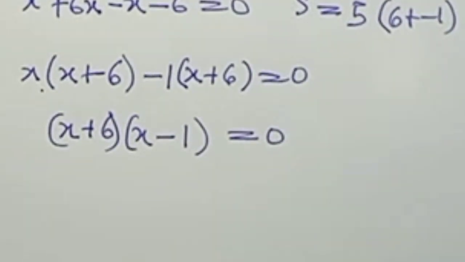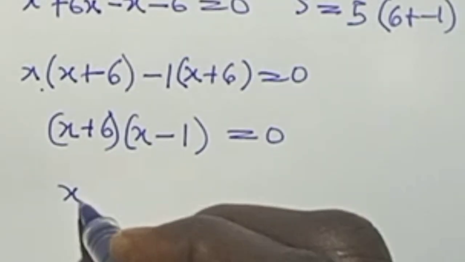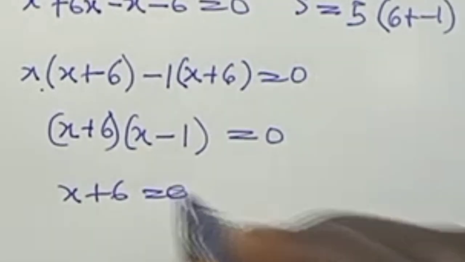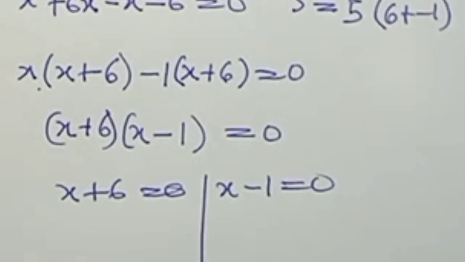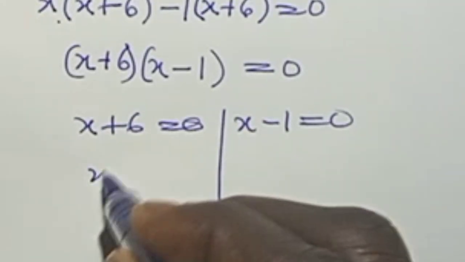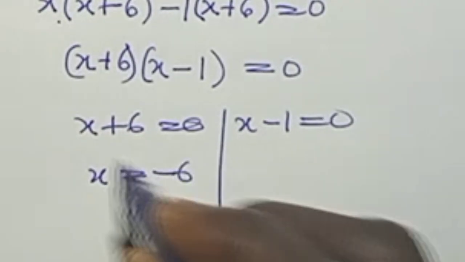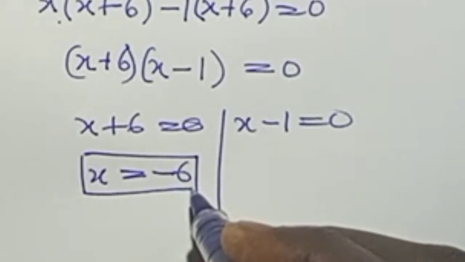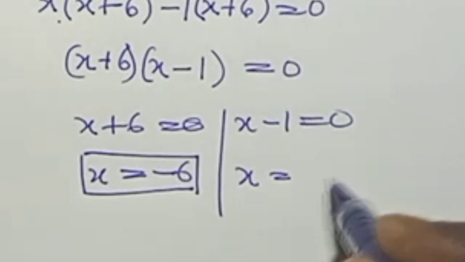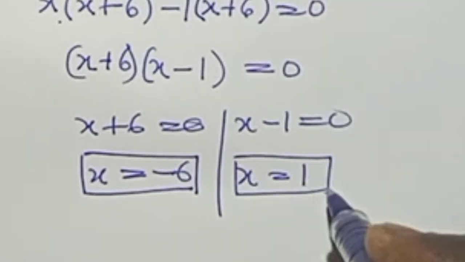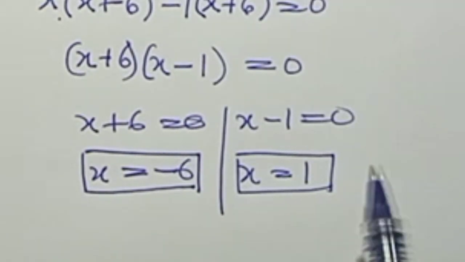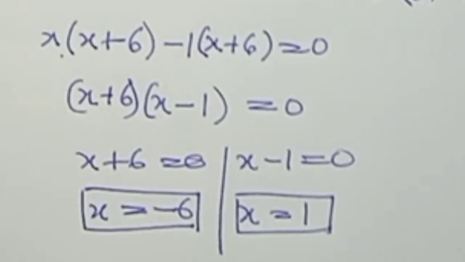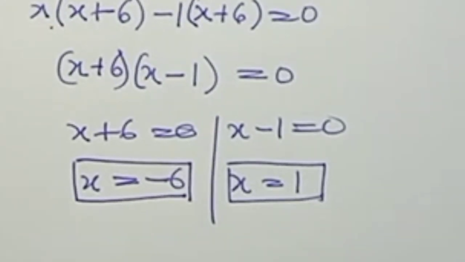This also leaves us with two solutions. That is, s plus 6 is equal to 0, or s minus 1 is equal to 0. And from this side, s is equal to minus 6. And while here, s is equal to 1. So these are the proven true natural values of s that can satisfy the original equation. But to be sure of this, we are going to verify.